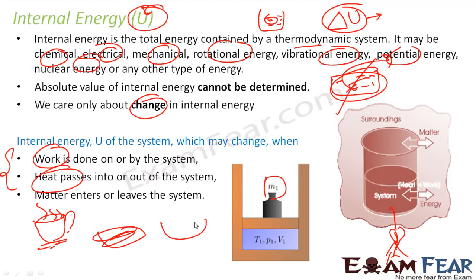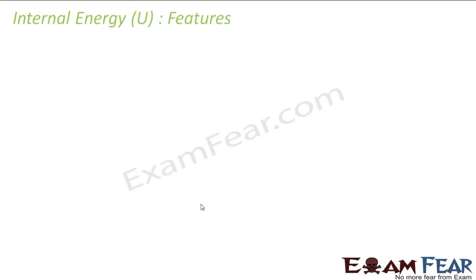You have a bowl, and you supply heat to this. It becomes hot. Why? Because we are giving heat to the system. Similarly, in this case, work can be done by a system or work done on the system. So we'll be focusing more on those two parts where we talk about the change in internal energy by the work done and the heat. And there are some features of the internal energy.